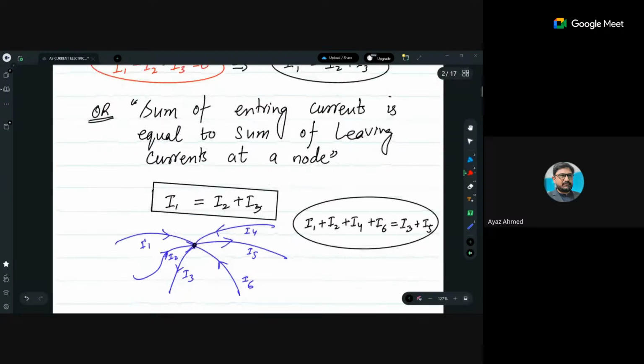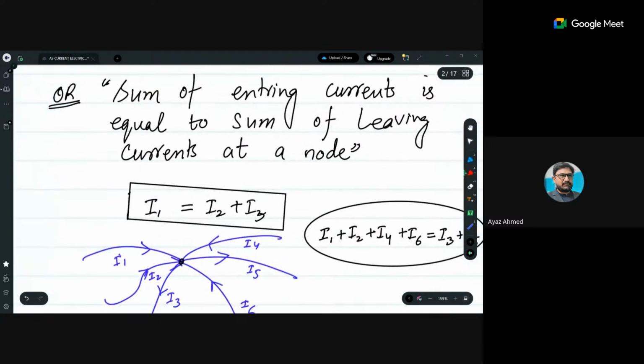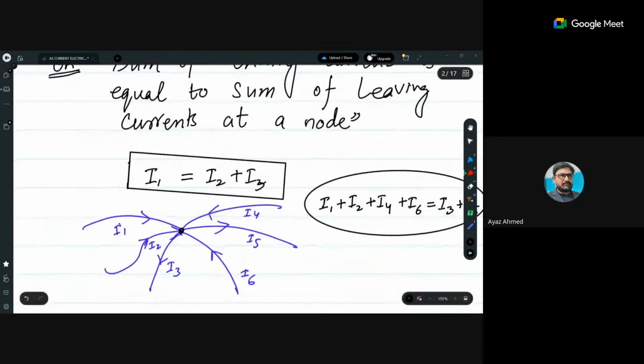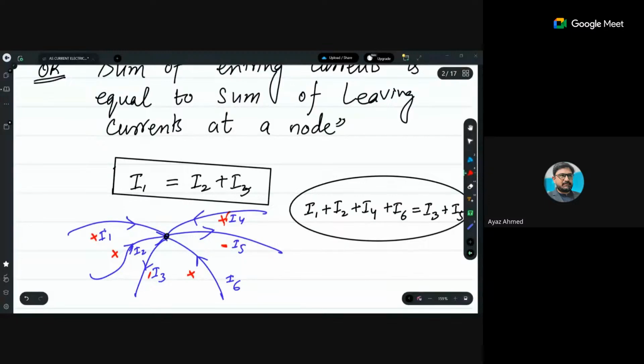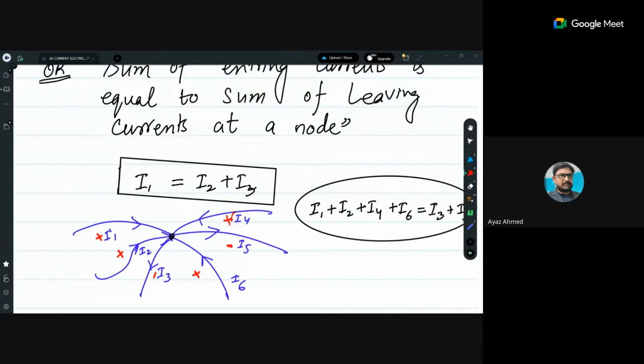Okay, so here is the other definition. The sum of all entering currents is equal to the sum of all leaving currents. So I have a lot of currents here in this loop. You can take those currents which are leaving as negative, and those currents which are entering can be taken as positive. So I4, I6, I2 and I1 will be taken as positive, and I3 and I5 will be taken as negative. Got it? That is why I have the equation I1 plus I2 plus I4 plus I6 is equal to I3 plus I5. Got it?